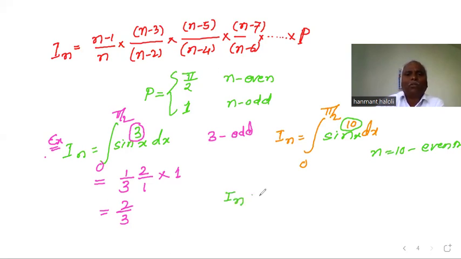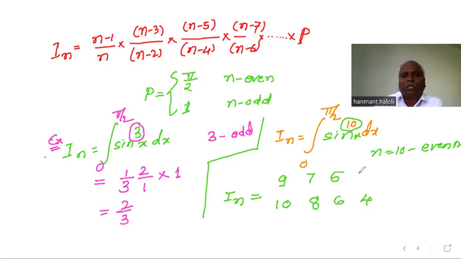Then we get the value of I for this one. Here the index is 10, so we start with the denominator 10. Then the numerator is reduced by 1: 9. Then again here 8, again 8 minus 1, 7. Again 7 minus 1, 6. 6 minus 1, 5. Then here 4, and here 3, and here 2, and here 1. These are the products, the numerator and the denominator. Now lastly, the value of p.